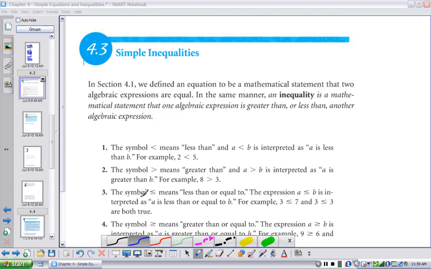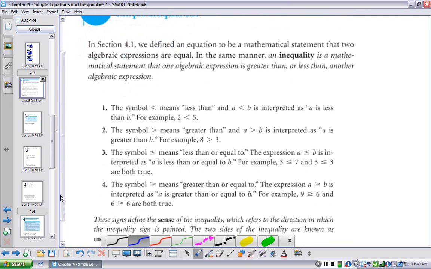All right, today we're looking at simple inequalities. In the last two sections, we talked about equations, simple equations and linear equations, and an equation has an equal sign in it. Inequalities, we have an expression that means something is greater than or equal to, less than or equal to.